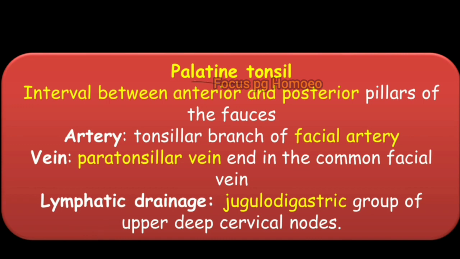Now comes the palatine tonsil. Let's see where this palatine tonsil exists. It exists in the interval between the anterior and posterior pillar. Once you open the mouth, you can see the anterior pillar easily, and then you can see the light focusing on the posterior pillar. In between them, we can see the palatine tonsils. The artery is the tonsillar branch of facial artery. The vein is the paratonsillar vein, which ends in the common facial vein. And the lymphatic drainage is to the jugulodigastric group of upper cervical lymph nodes.